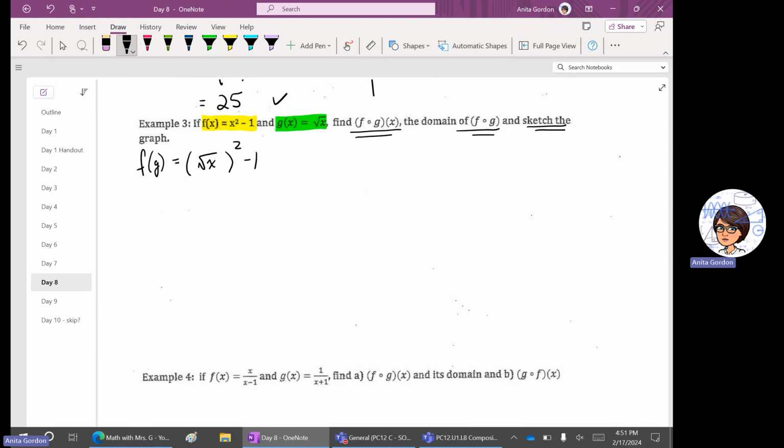Now, it's going to be really, really tempting for some of you to say, oh, I know what that is. The square root of x squared, the squared and the square root undo each other. So this is just x minus 1. And you would be partially correct. Remember that when we have a square root of something, we can have two possible outcomes. We can have a positive number and a negative number, right?